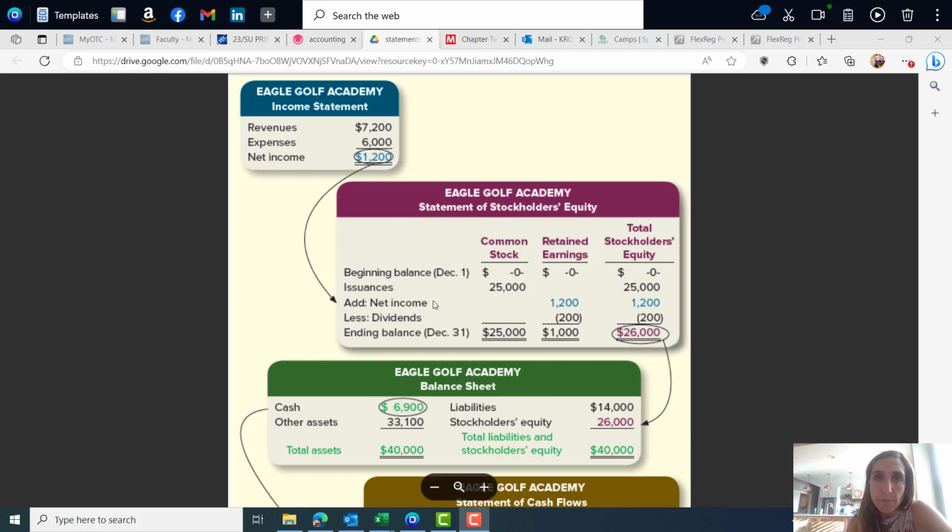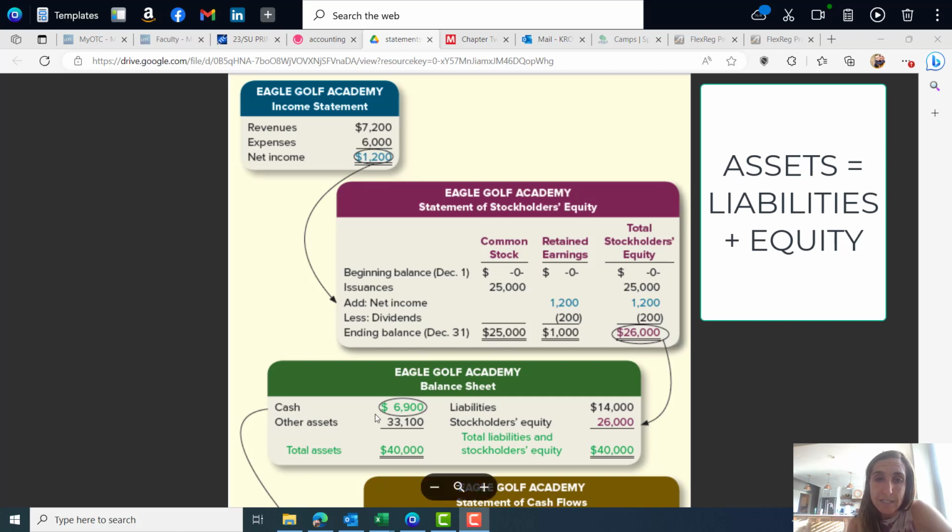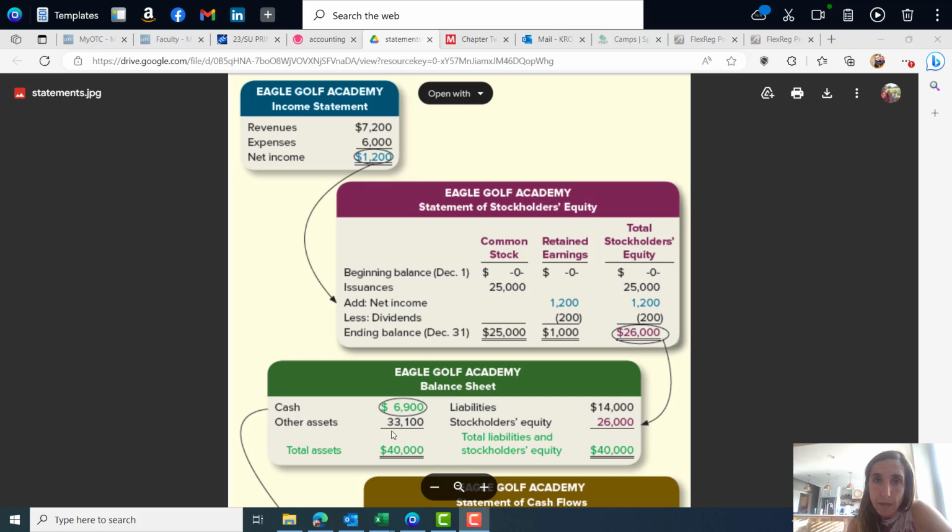All of your financial statements are for a period of time, a month, quarter, or a year, except for the balance sheet. That is at a point in time. It could be today's balances. It could be tomorrow's balances. But it will show our accounting equation, assets equal liabilities plus equity, and this always has to balance.